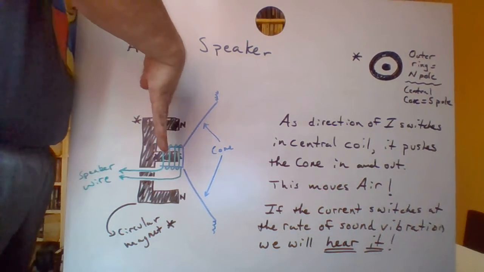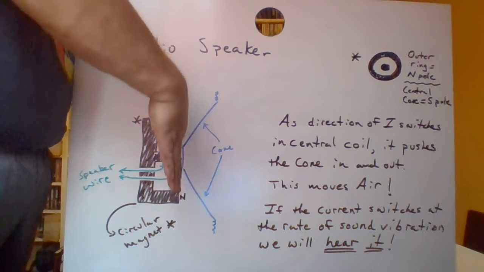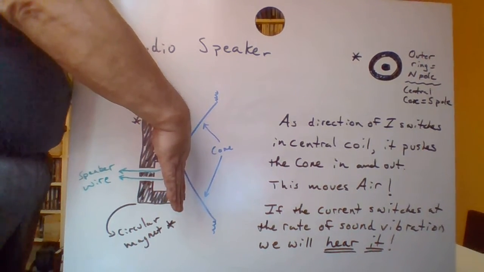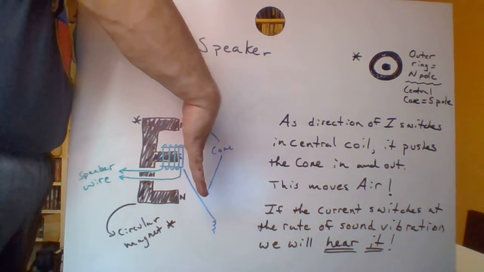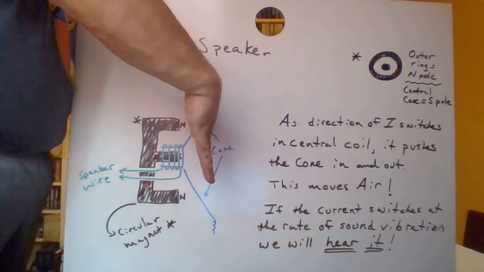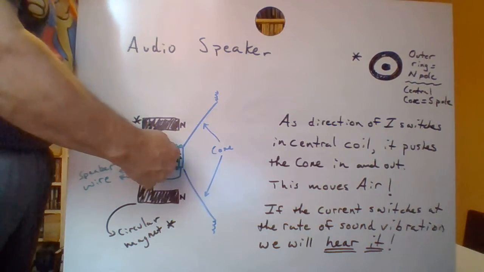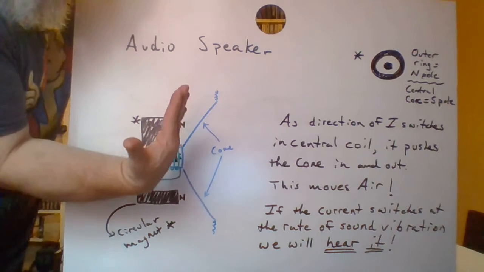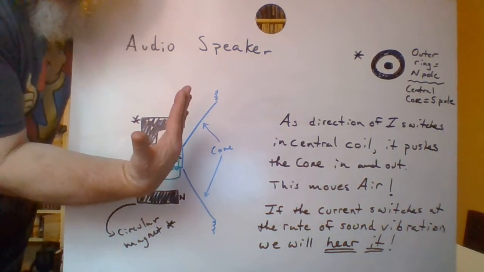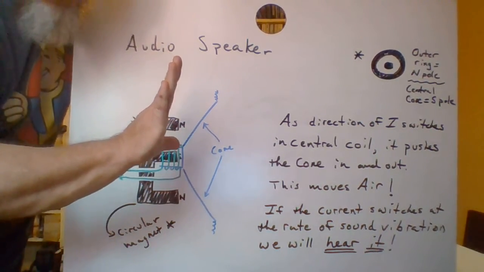The current is into the board. Notice that I would have to push my thumb into the board here. And notice which way is my palm acting? It's acting to push the cone this way. Now, immediately flip the current. If I flip the current, notice that my palm has to go out.